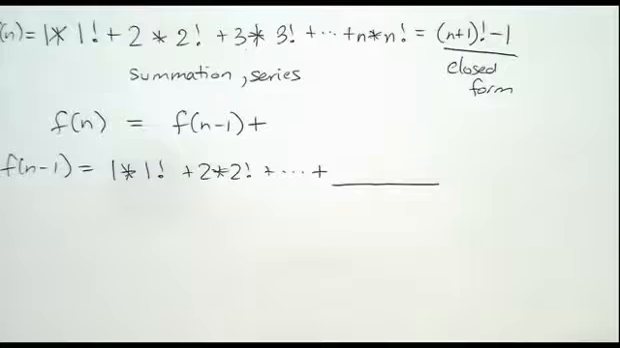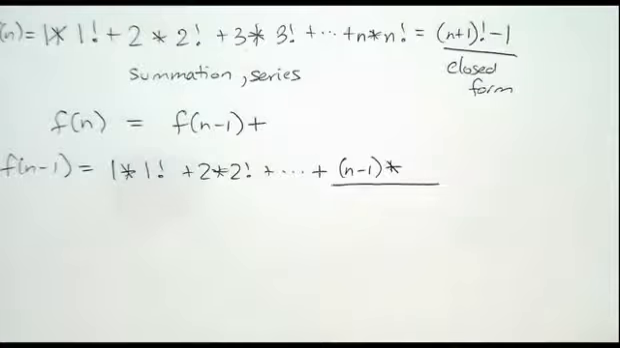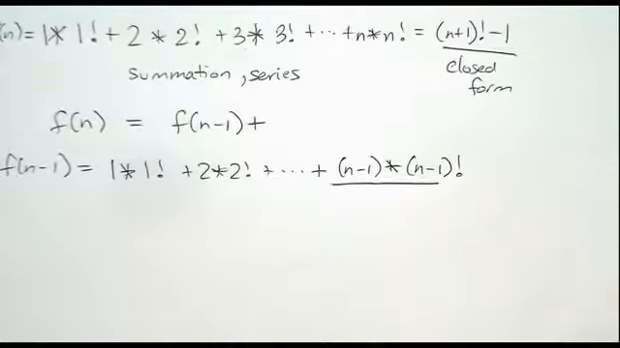What goes in the blank? N minus 1 times n minus 1 factorial. That should not be hard. That is one of the reasons why you take this class, is to practice doing things like that, to recognize if I change an input, how does that change what I'm actually calculating.